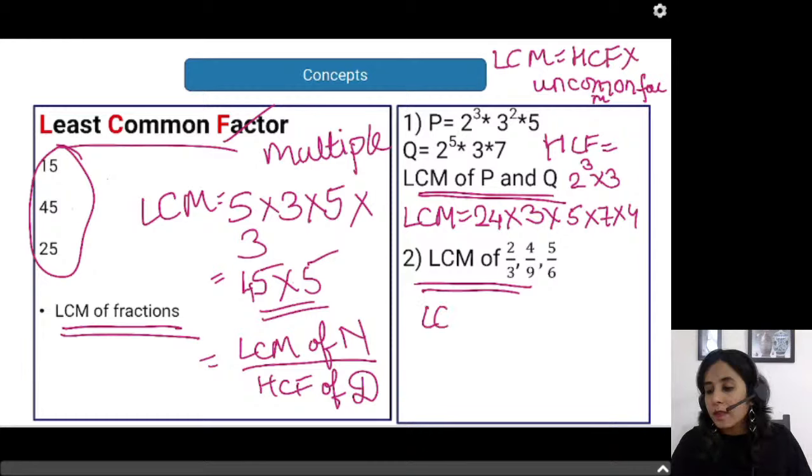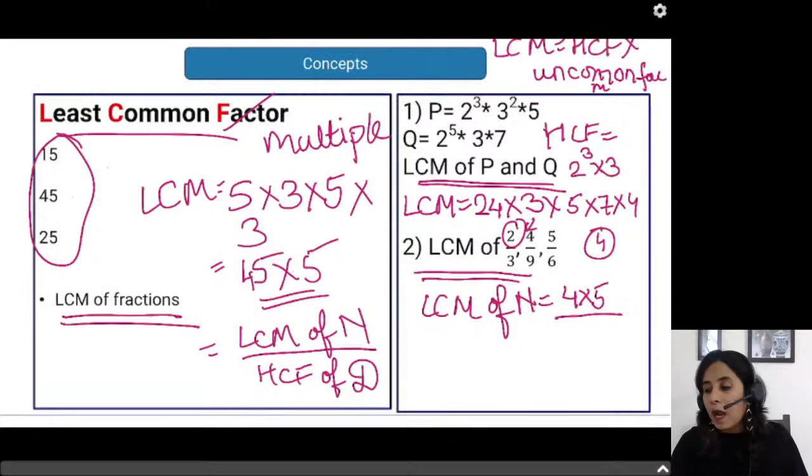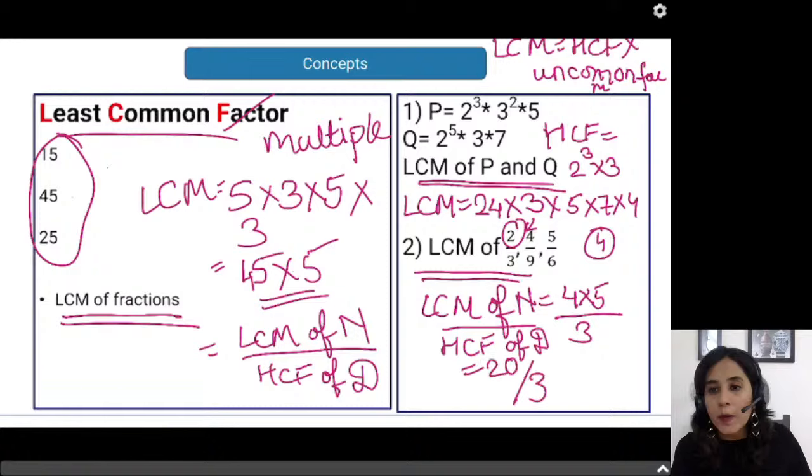So the LCM of the numerator is 4 into 5. I am ignoring this 2 because this 2 is already present in my 4. And the HCF of the denominator is 3. So the correct answer is 20 upon 3. Padmini and Tapan have given the correct, no, Padmini has given the correct answer.